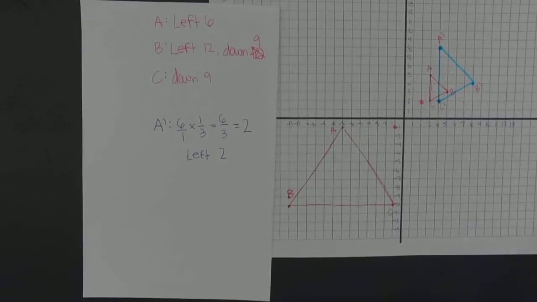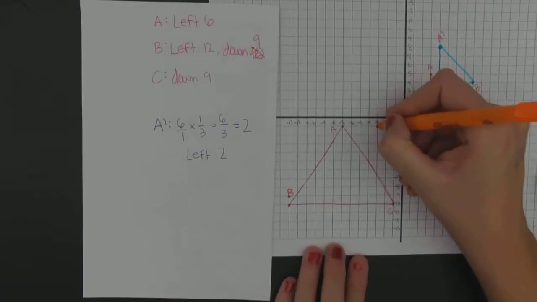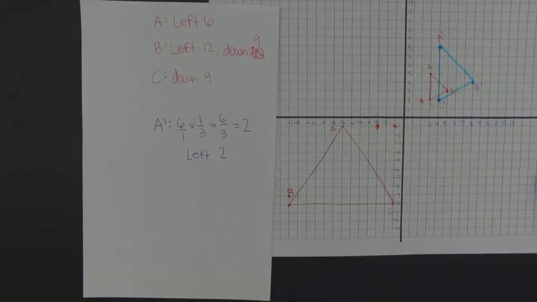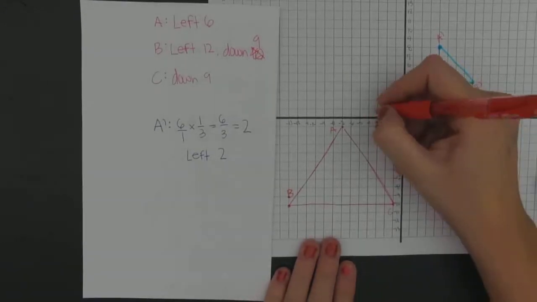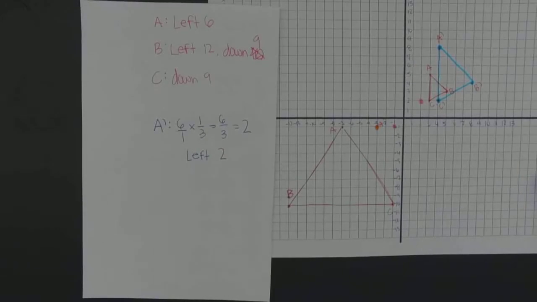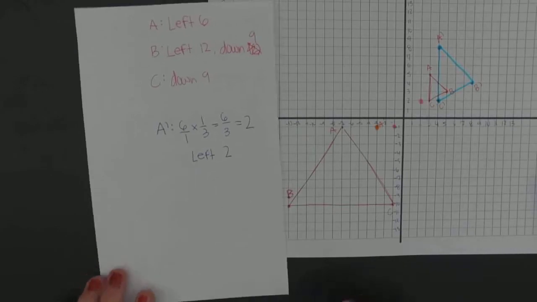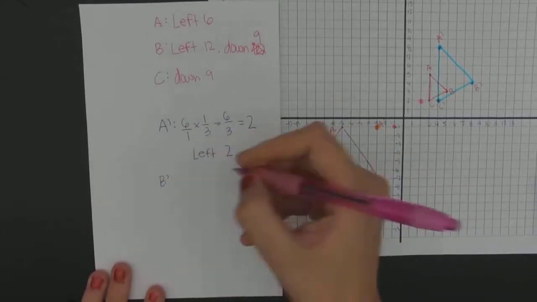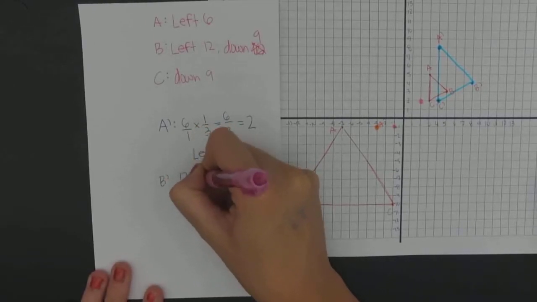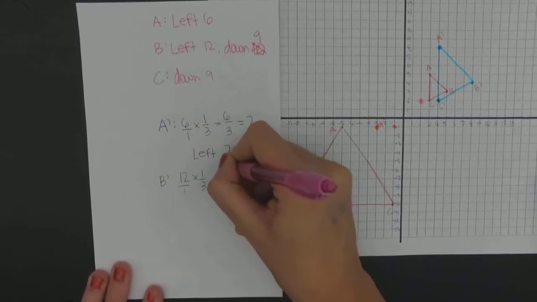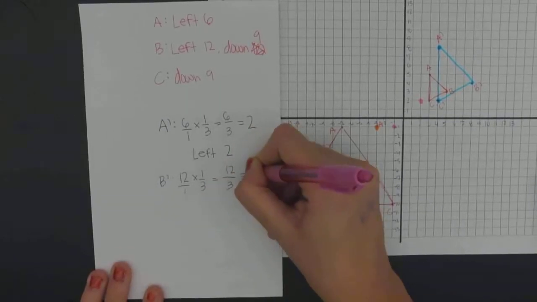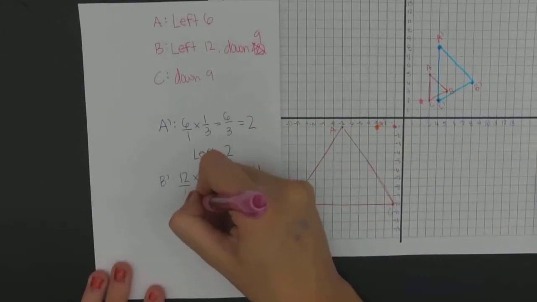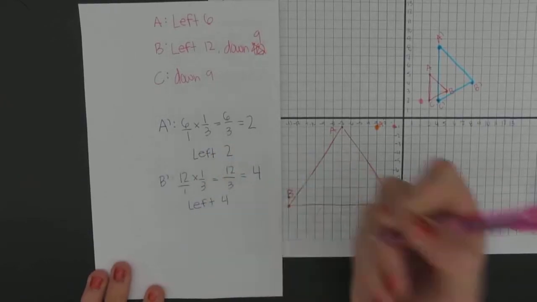I'm going to do this one in orange, I think. Okay, so for my center of dilation, I'm just going to go left 2. 1, 2. There is my new A prime. I'm going to label it A prime. Cool. Next, I'm going to do B. So to get to B, I did left 12 and I went down 9. So for B prime, we're going to multiply 12 times 1/3. That gives me 12 over 3, which simplifies to 4. So I'm going to go left 4.